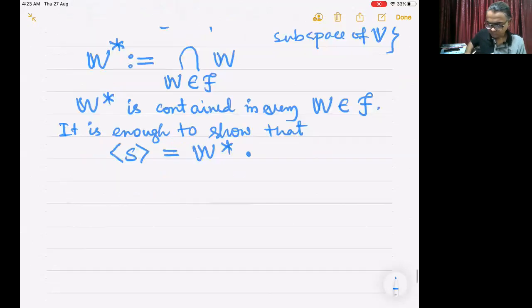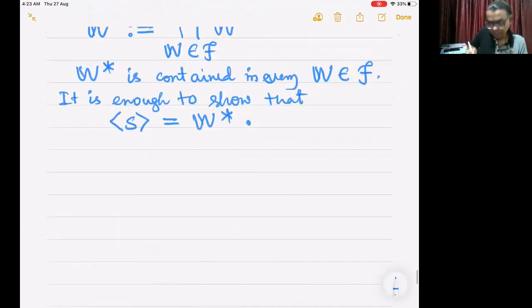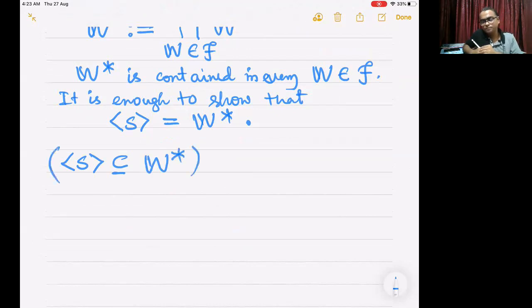For that, once again, it's equality of two sets, so we have to show it in both directions. Suppose we'd like to show this one first, that S is contained in W star. How do I show this? Of course, W star is a subspace, because it's an intersection of subspaces, and we have seen that the intersection of subspaces is a subspace.